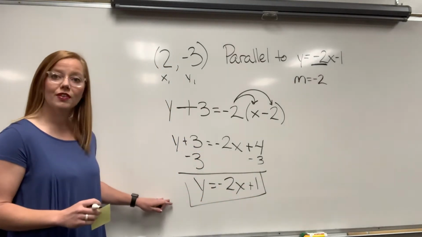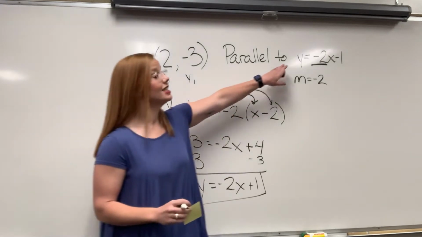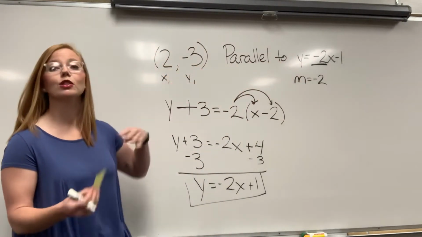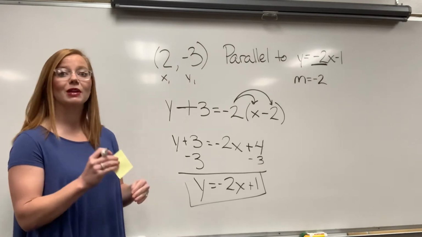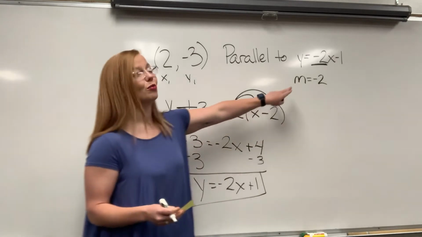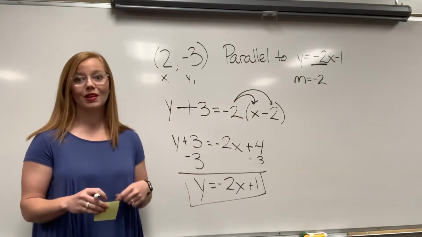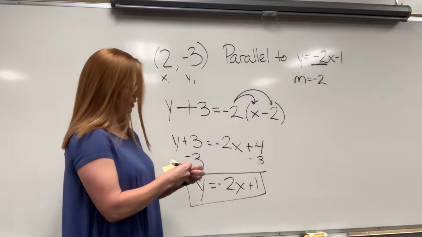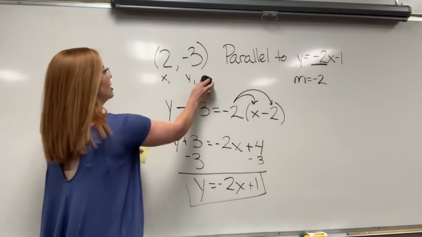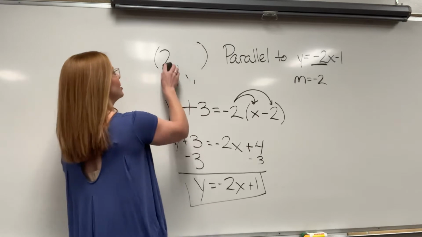So this equation that we're finishing with is parallel to this line, but it goes through a different point. If we were to graph these two lines, they would be at separate places. They would have different y-intercepts, but they have the same slope, so they would never cross each other. Let's do one more together. I'm going to try to use as much of this first example as I can.